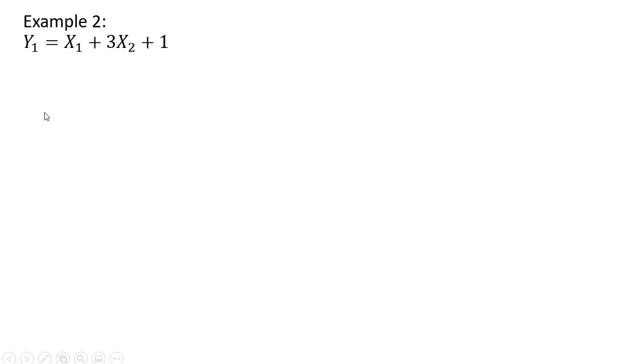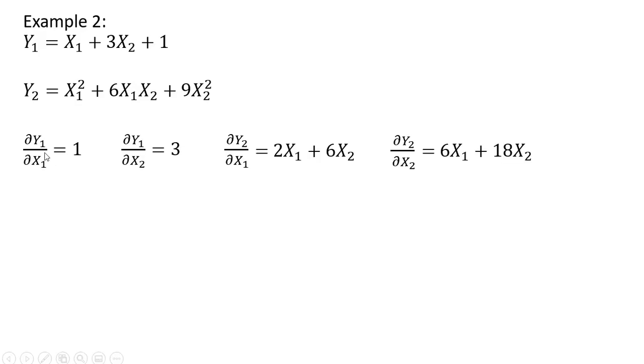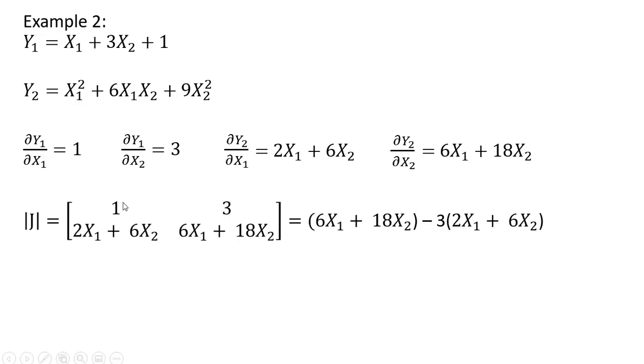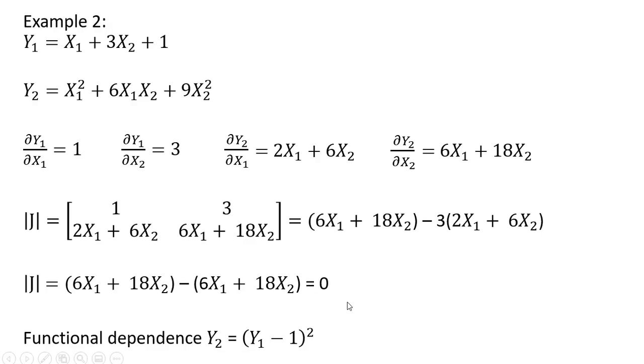Moving on to example 2. Once again, two functions. We're going to get some partial derivatives. So our partial derivatives from the first function, we get back 1 and 3. The partial derivatives of the second function, we get back these results. Placing our partial derivatives into the Jacobian, and now taking the determinant. Once again, we have a Jacobian determinant equal to 0, so there is functional dependence between these two functions, and you can show that this second function, y subscript 2, is nothing more than y subscript 1 minus 1, with all of that being squared.